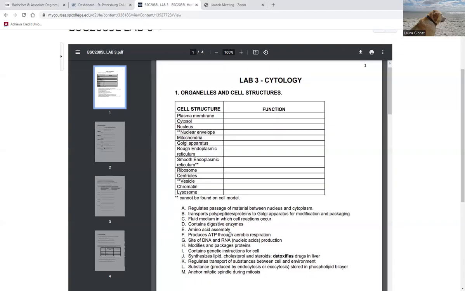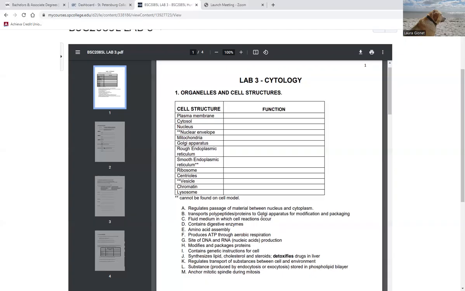Okay, so as usual, it's generally easier to start with the function and match it to the organelle rather than read A through M there to try to figure out which one goes with the plasma membrane. Okay, so let's start with A, regulates the passage of material between the nucleus and the cytoplasm. All right, so that is your nuclear envelope or nuclear membrane. So A goes with nuclear membrane.